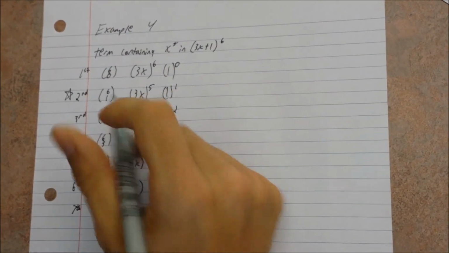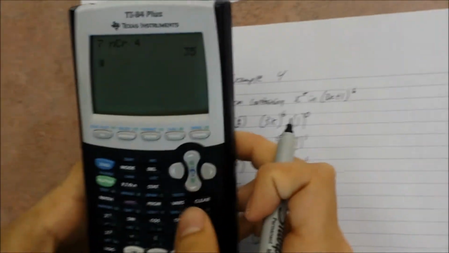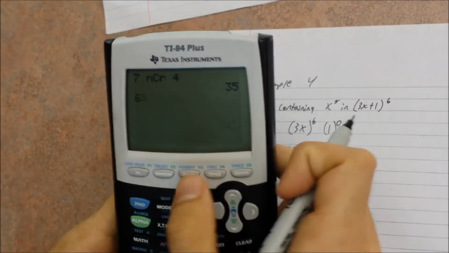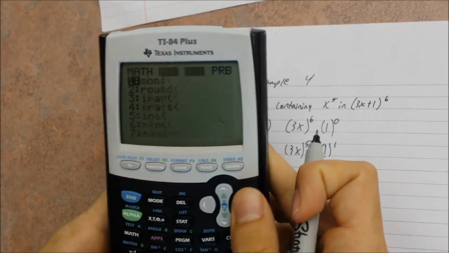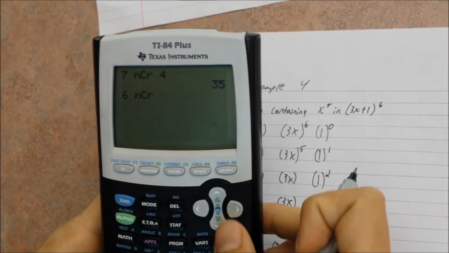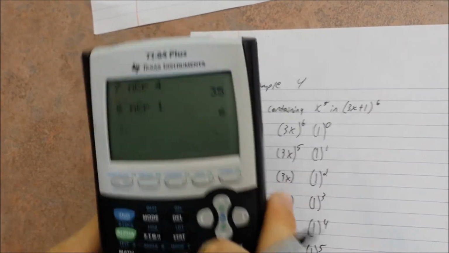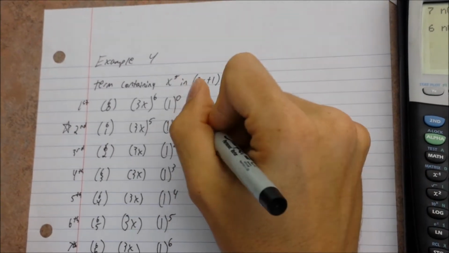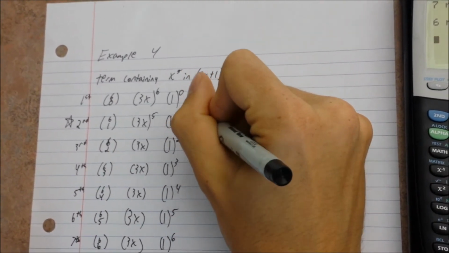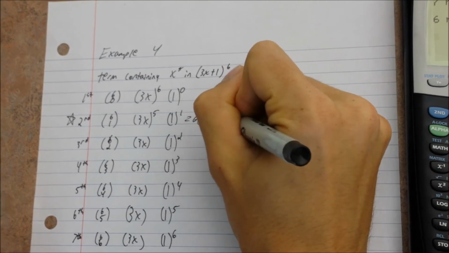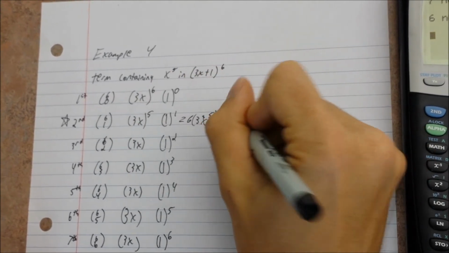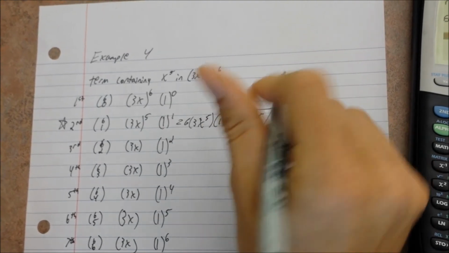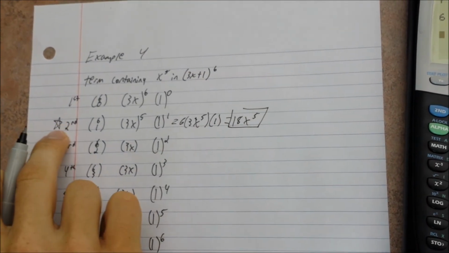And whenever we solve this through, it's going to be 6, math 3 1, which will give us 6, which is going to be our coefficient. Then 3 times 3x to the 5th times 1, because 1 to the 1 is 1, which will give us 18x to the 5th. So this is going to be our answer, and it'll be the second term.